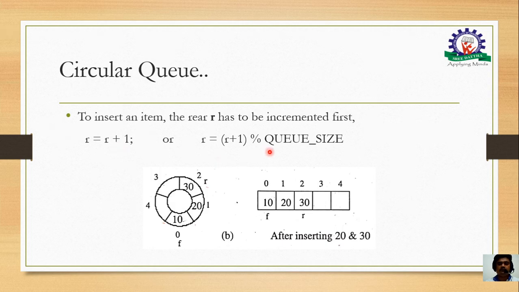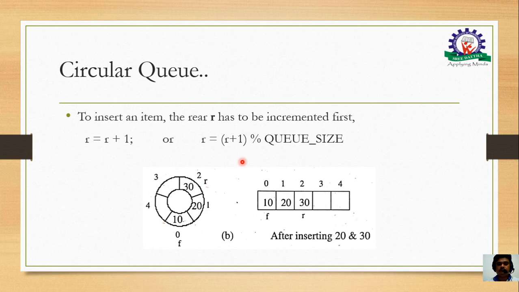Suppose we take the second incrementation way, that is r is equal to (r plus 1) modulus queue size. So what is the queue size? Queue size is obviously the highest index value of the queue, that is now 5. Here the queue size is taken as 4. So if it is queue size minus 1, it will be 5. Okay, I hope you understood what I am telling. So now it is 4.